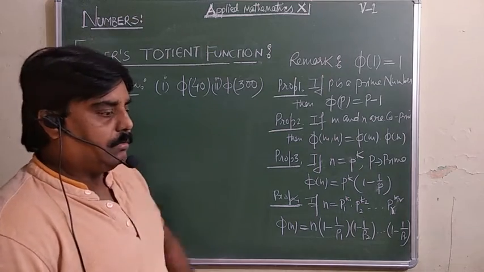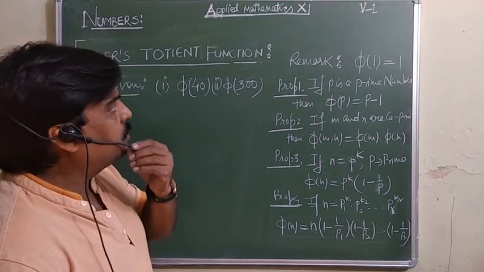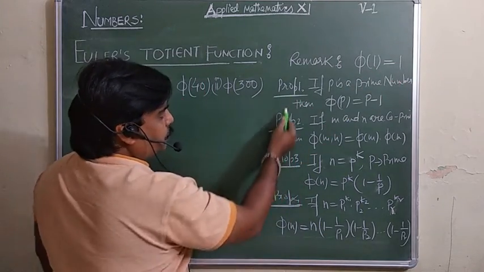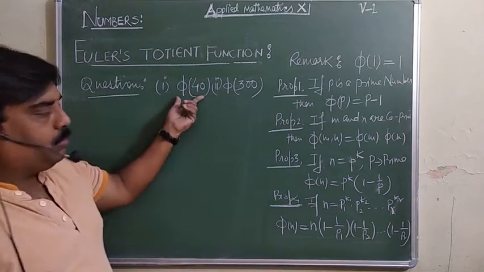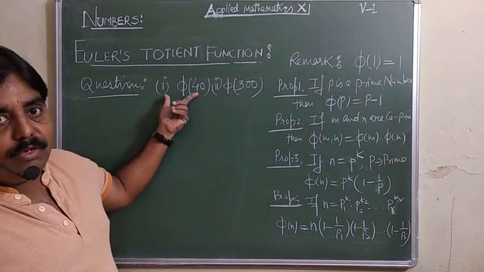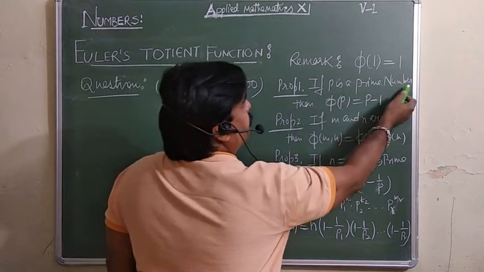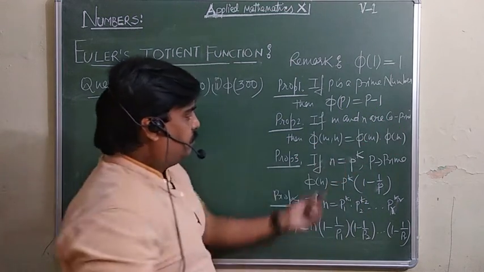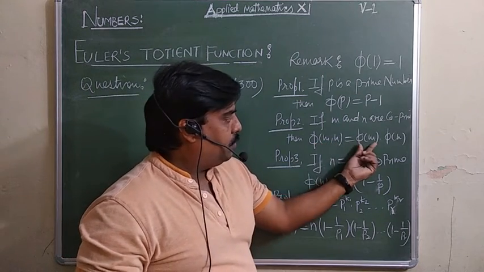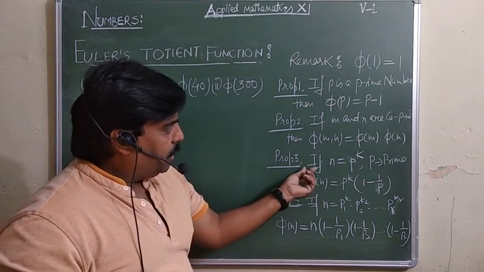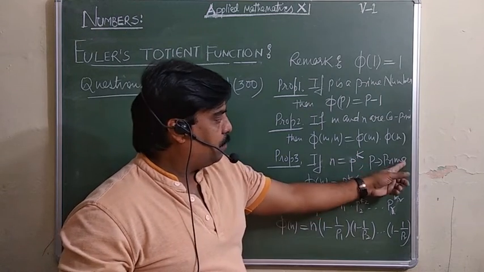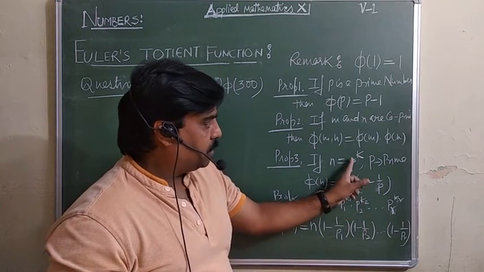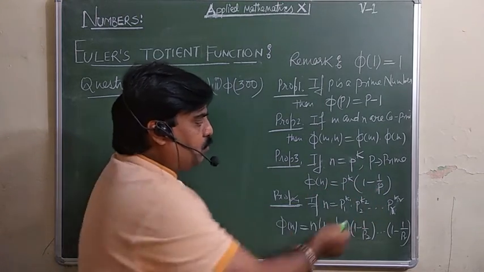Now, the first remark is phi 1 is equal to 1. These are the properties which are very essential to find the Euler totient function of a value. First, if p is a prime number, then phi p will be equal to p minus 1. If m and n are co-prime, phi of m into n will be equal to phi m into phi n. Similarly, if n is equal to p raised to power k, where p is a prime number, then phi n will be equal to p raised to power k into 1 minus 1 over p. With the help of a question we can understand this.